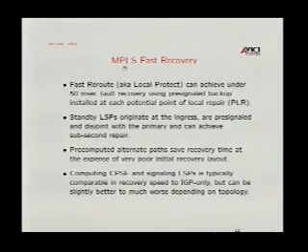The disadvantage of fast reroute is you have a lot of detours. You have a lot of LSP state in the network.